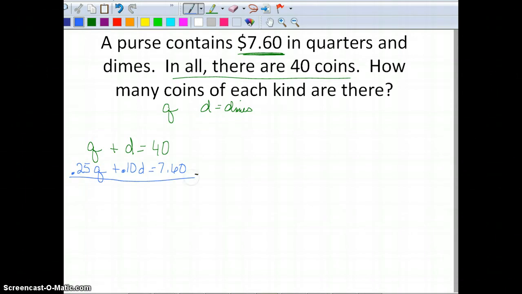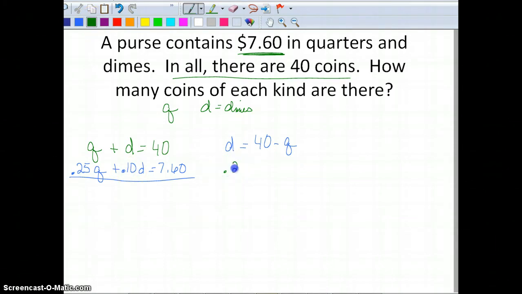So I've got to choose which method I want to use. I personally would probably like to use elimination, but I'm going to use substitution because we haven't done that one yet. So I'm going to choose to isolate the D. So I'm going to say that D is equal to 40 minus Q. Now the reason I'm choosing D is when I plug this into the second equation, I'm multiplying it by 0.1. So that's going to make the work a little easier for me.